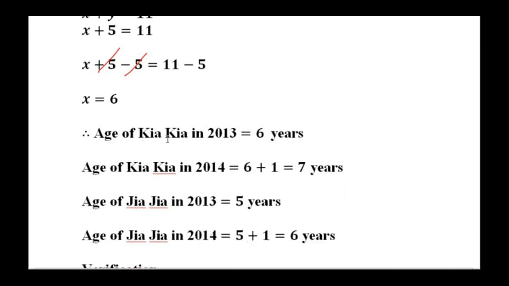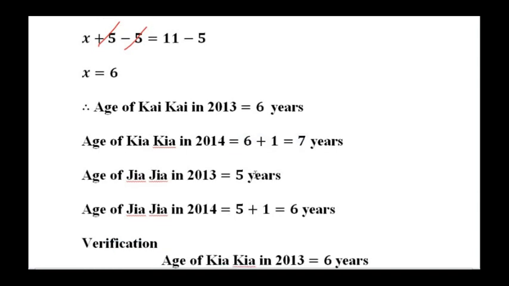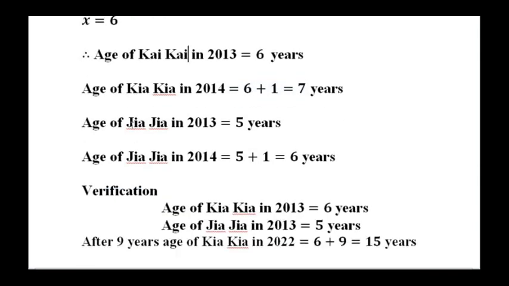Therefore, age of Kai Kai, K-A-I, in 2013 is 6 years, and age of Kai Kai in 2014 means that 6 plus 1 equals 7 years. And age of Jia Jia in 2013 is 5 years, and in 2014 age of Jia Jia will be 5 plus 1 equals 6 years.